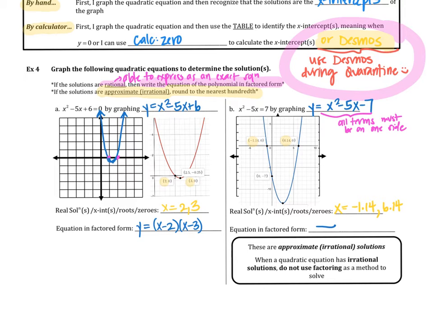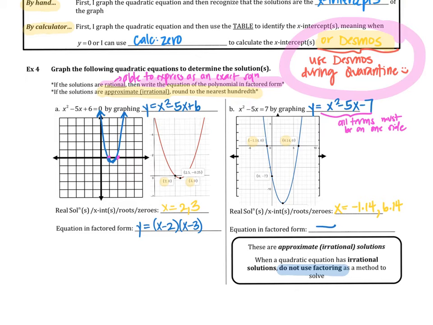So what's important to note is that these are approximate, also known formally as irrational solutions. When a quadratic equation has irrational solutions, it means that we cannot use factoring as a method to solve.